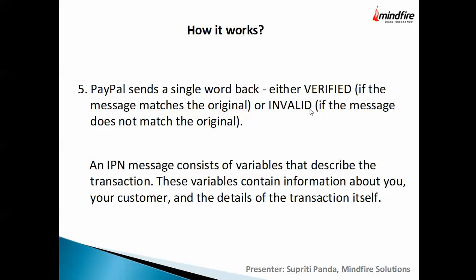So an IPN message consists of variables that describe the transaction. The variables contain information about you, your customer, and the details of the transaction itself. I have covered this before. So what does your IPN message contain? It will contain all the information about you, the customer, and the order or the transaction.